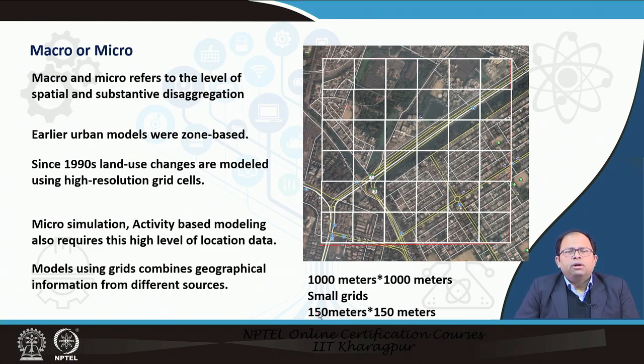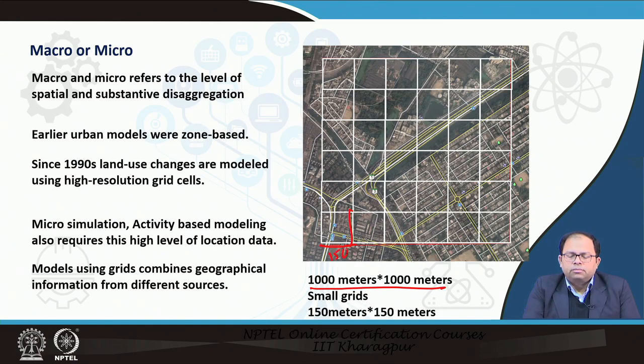But when we talk about disaggregation, when we are talking about microsimulation at the individual level, that means a particular firm is choosing a particular plot, or an individual is choosing a housing unit. In that case, we have to go to a much more micro scale. If you can see in this particular image, instead of taking TAZs, a 1000 by 1000 meter grid is taken. This is the larger grid, and within this we have a 150 by 150 grid.